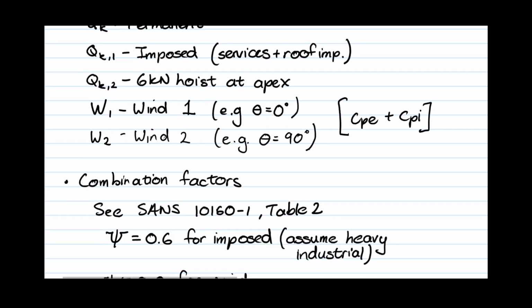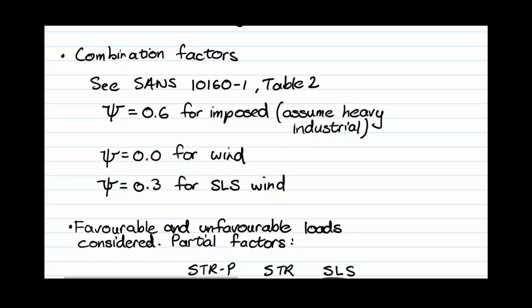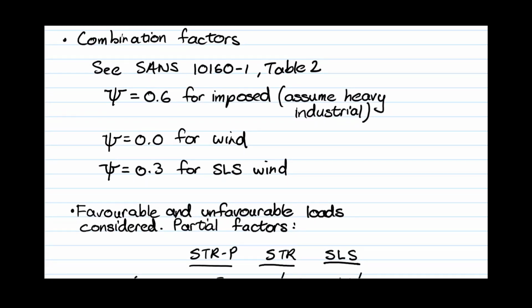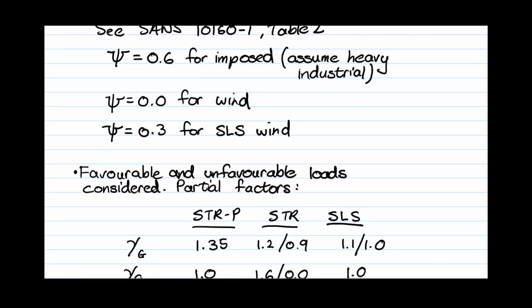Now, our combination factors, these come from SANS 10160 Part 1. So this is how much, for instance, imposed load is there when the hoist is at its maximum load. So these allow for the fact that the statistical chance of both being at maximum is not that likely. So we've got about 60% of the load we used for accompanying our actions for general imposed loads, assuming heavy industrial, 0 for wind, and then 0.3 for SLS wind.